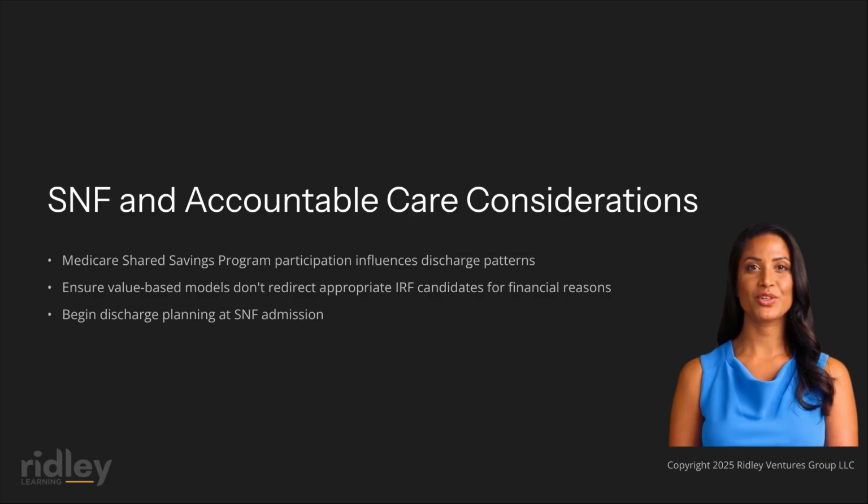Research examining Medicare Shared Savings Program participation and post-acute care utilization has revealed patterns of institutional post-acute care use that vary by patient population and hospital characteristics. Studies have found that hospital participation in accountable care organizations is associated with different discharge patterns for stroke patients compared to other diagnostic groups, suggesting that financial incentives and care coordination models influence post-acute care placement decisions. These findings highlight the importance of ensuring that value-based payment models do not create perverse incentives that redirect appropriate inpatient rehabilitation candidates to lower-intensity settings for financial rather than clinical reasons.